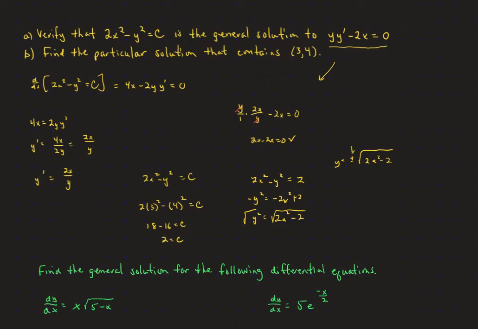Now we can't keep both the positive and negative, or it's not a function, since our initial condition had a positive value for y. That will inform us that we need to keep the positive square root of 2x squared minus 2. So there's our solution. So remember, a solution to a differential equation has to be a function.